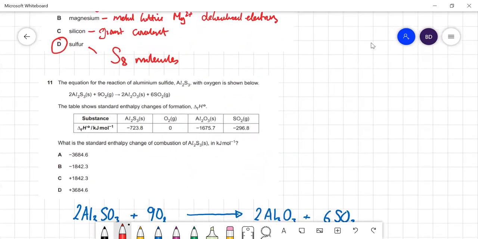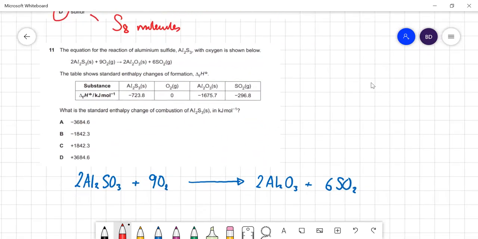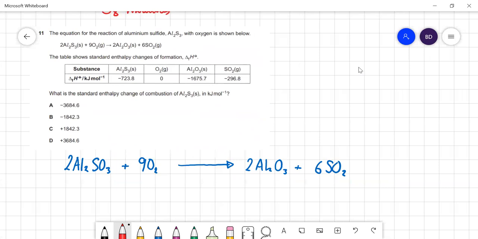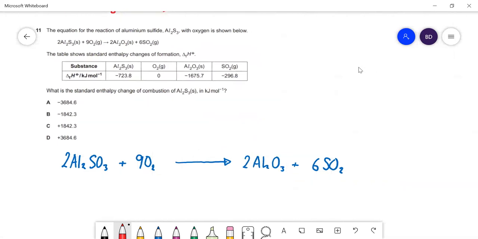Okay, so here, the equation for the reaction of aluminium sulfide with oxygen is shown below. Right. And we've given delta HF data, okay? And it's asking us to work out the enthalpy change of combustion, okay? Now that's confusing because you're thinking, oh, which cycle should I use? Is it the one with the combustion products or is it the one with the elements in the standard states? Well, you're given delta HF data, so you want the one with elements in the standard states as the third thing.